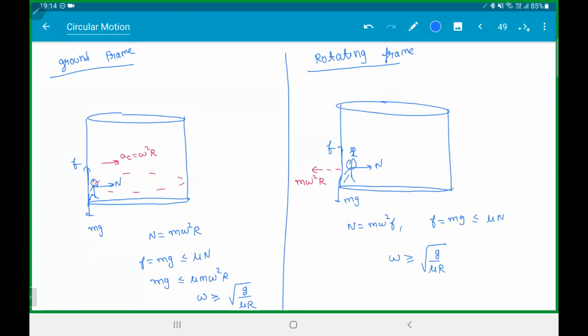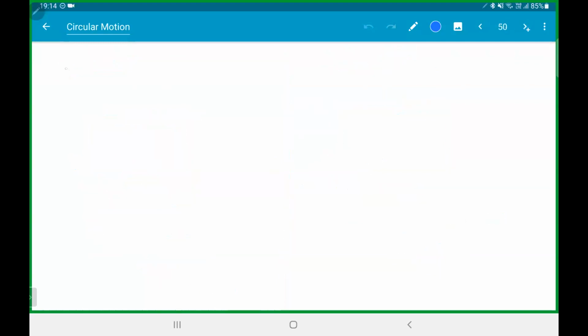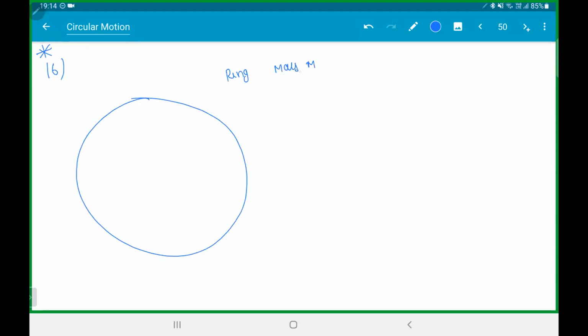This next question is quite important, it comes in at least 6 chapters. You can put a star for this. Circular motion comes again in surface tension, elasticity, waves, magnetism, electrostatics. 6 chapters. So we have a ring here, mass m, radius r, rotating with omega. This is the top view.